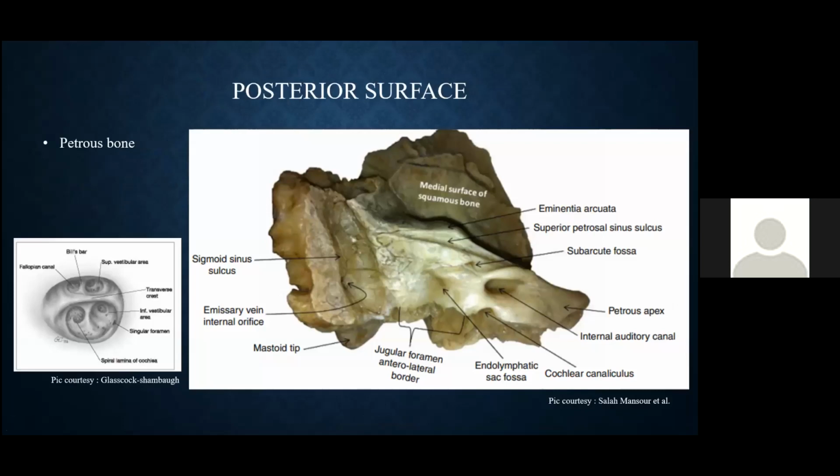Now let's discuss the posterior surface of the temporal bone. The posterior surface is solely formed by the petrous bone, and the important structures from medial to lateral are the internal auditory canal, the endolymphatic sac fossa area, and the sigmoid sinus sulcus. And sometimes the internal opening of the emissary vein is also seen. So the main important structure on the posterior surface is the internal auditory canal, which is roughly midway between the anterior border of the sigmoid sulcus and the petrous apex. And it has a very important role because it transmits a lot of nerves and vessels, which we all know.